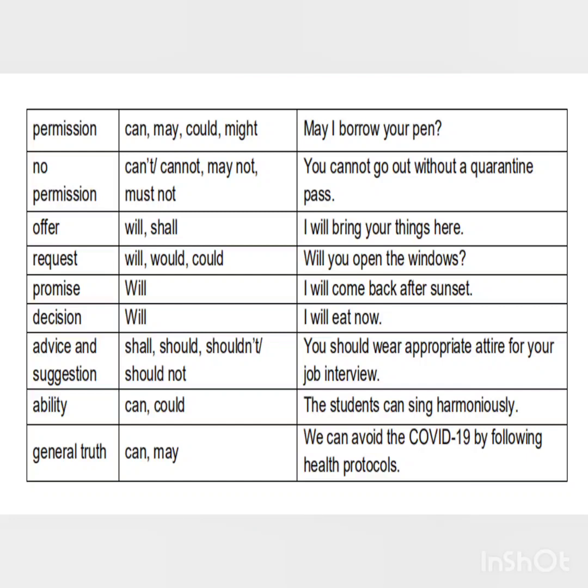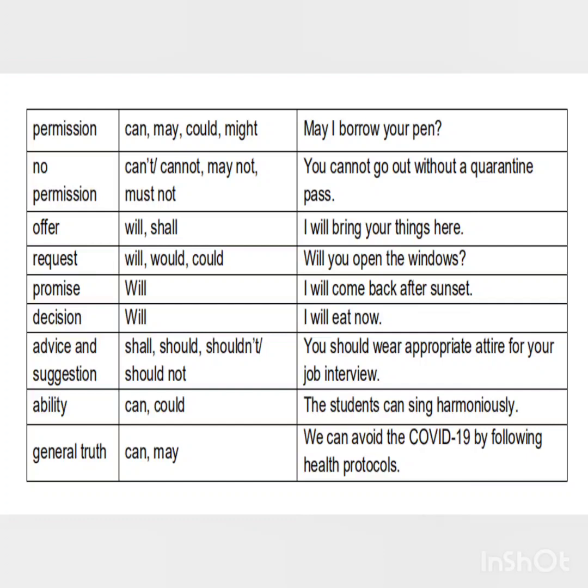For showing no permission, modals can't, cannot, may not, and must not can be used. For example, you cannot go out without a quarantine pass. For showing offer, modals will and shall can be used. Let's say for instance, I will bring your things here. For expressing request, modals will, would, and could can be used. For example, will you open the windows?